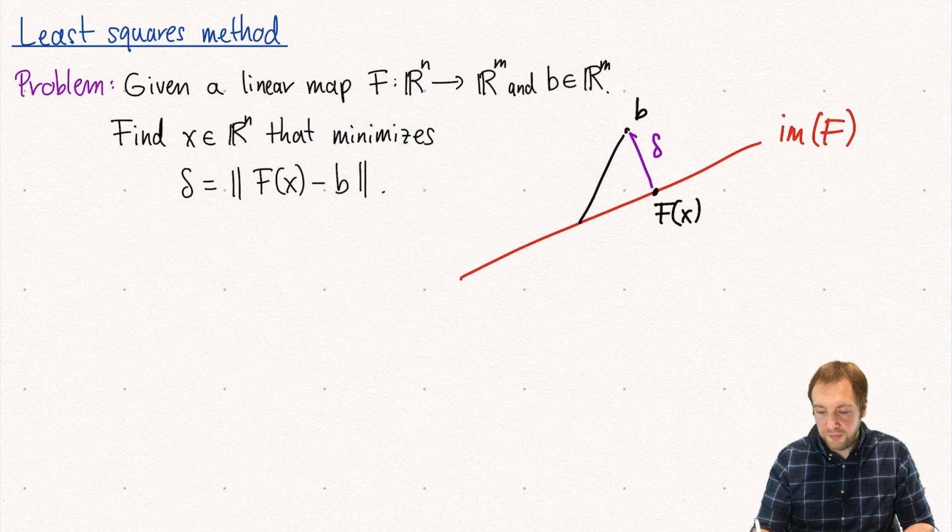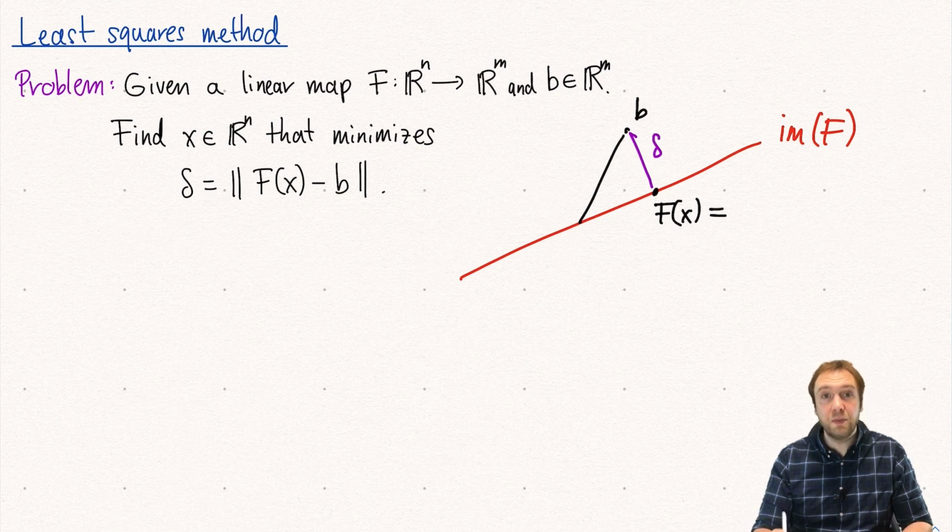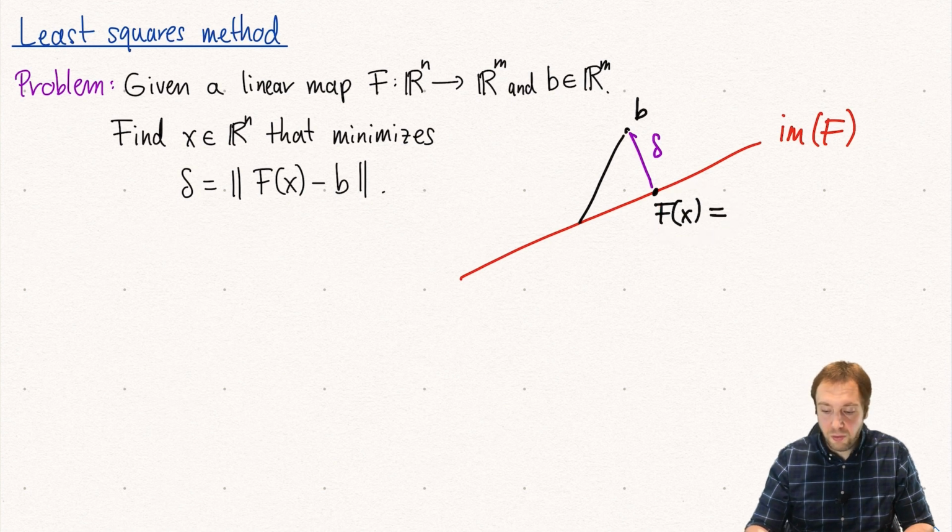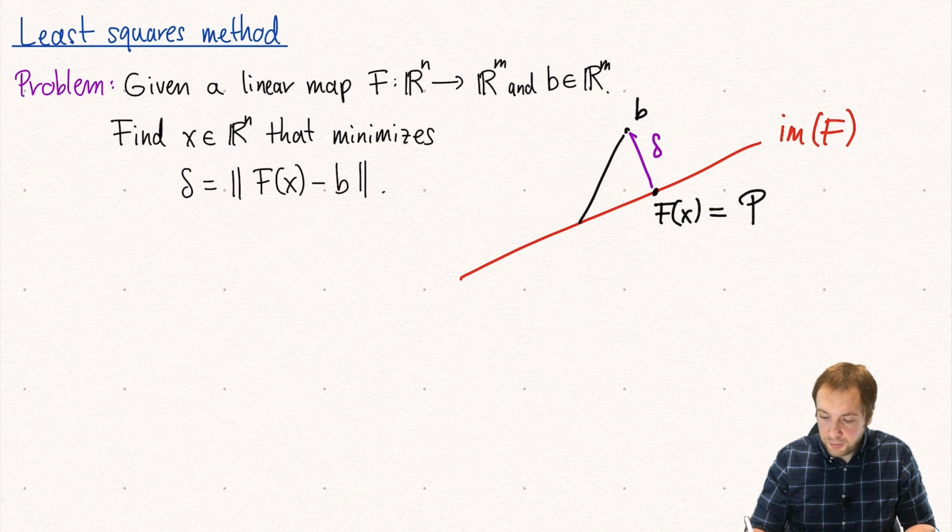And as we discussed before, we had this one proposition which told us that the difference of all these points to this vector here is bigger than this difference if this point here is an orthogonal projection. So what we want is that this f of x will be given by the orthogonal projection of this vector b onto the image of f.